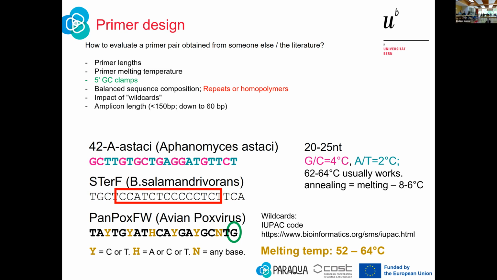Exactly, amplicon length below 150 if you can, down to 60 is possible. Because the shorter it is, the less your qPCR will suffer from inefficiency issues. Polymerases fall off. Polymerases incorporate wrong nucleotides and so on. And the shorter the runtime from beginning to end, the less likely you run into these kinds of problems.